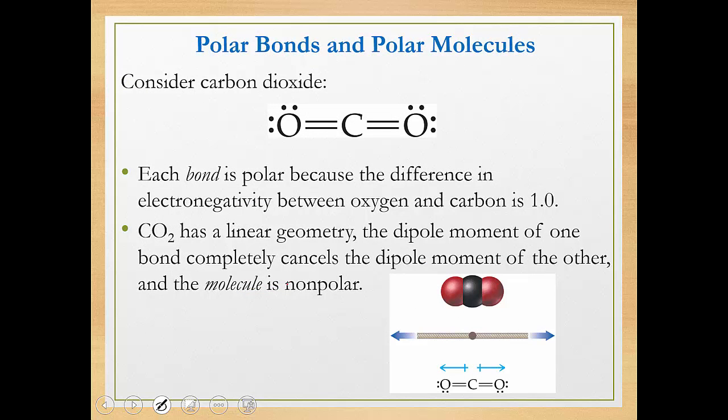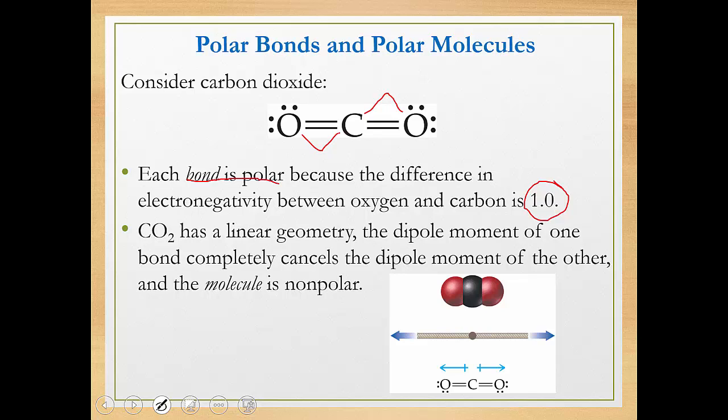So if we look, for example, at carbon dioxide. Now, if I'm looking just at this bond, I'm looking at the double bond between carbon and oxygen. That bond is polar because if I look at the difference in the electronegativity between oxygen and carbon, it's 1. As I said, that's between 0.4 and 2, smack in the middle. That's definitely a polar bond. This one is the same thing.